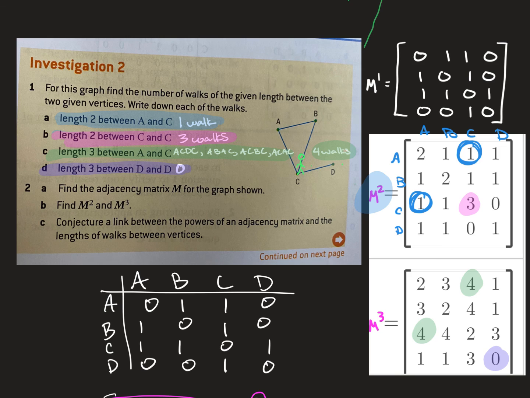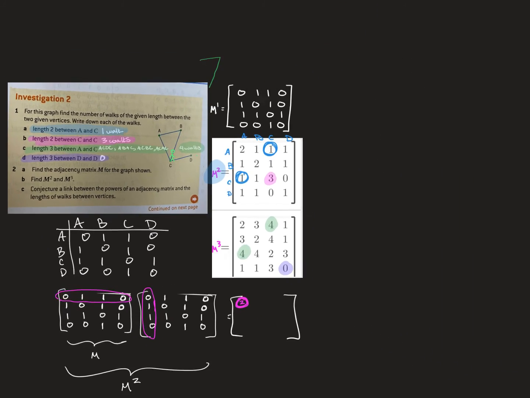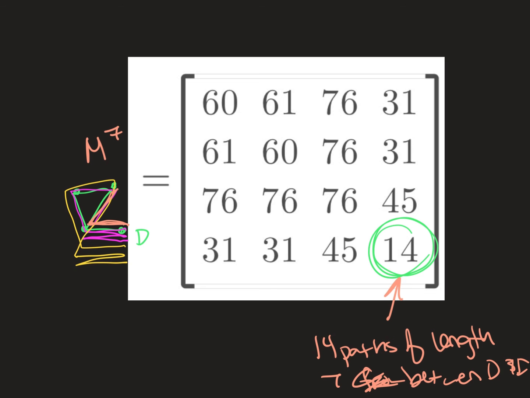And in fact, you could extend this out. We did this in class. This is m to the 7th. And like this right here, this 14 is 14 paths of length 7 between D and itself. So if you started at D, you could go away and come back to get a length of 7, and there's 14 different ways to do that. We will pick the rest of this up on Tuesday. Let me know if you have any questions.